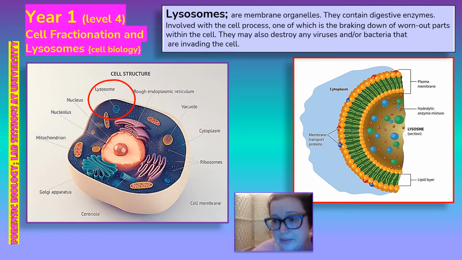Hydrolytic enzyme mixture, plasma membrane. So plasma, you might remember, is something that's in the blood as well, so a similar constituent. And then you've got all different bits and pieces on the other side. You've got Golgi apparatus, cytoplasm, vacuole, rough endoplasmic reticulum, nucleus. So nucleus is where the DNA is. Important, important, important. And we're talking about that a bit later.